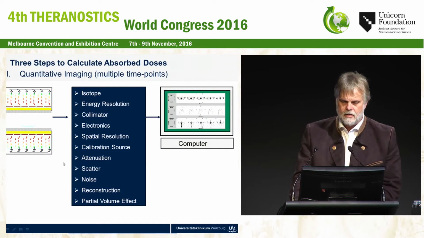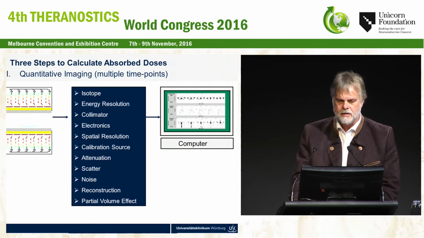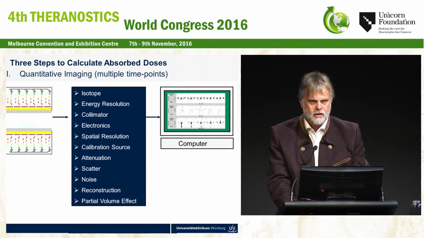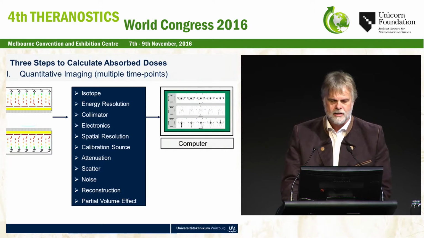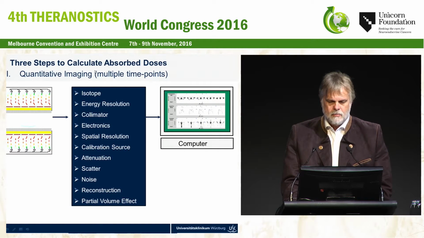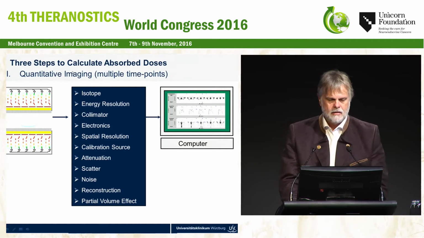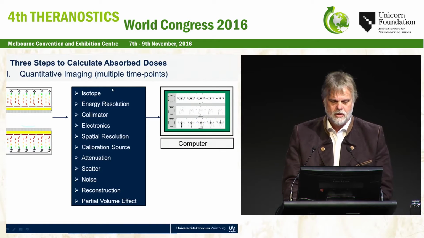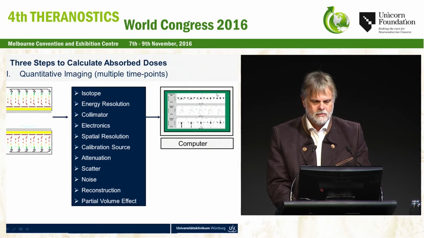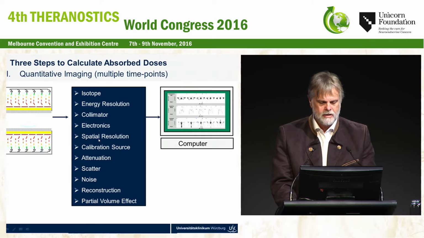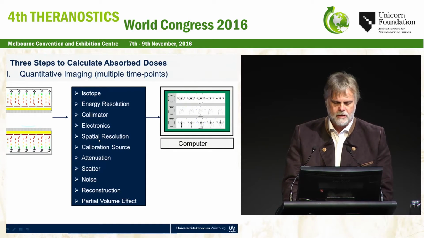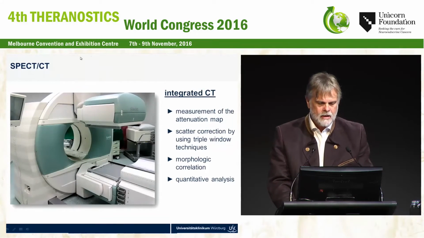So, talking about the steps to calculate absorbed doses. First of all, we need quantitative imaging, and that is the most crucial part that we have to bear in mind. Usually what we like to have is SPECT scans and SPECT/CT scans, but we have some issues with the isotope energy resolution and all the things I've listed up here in order to really get a quantitative image. Some things can be corrected more easily than others, and I will show you in a minute what could happen. Particularly the calibration is an issue.